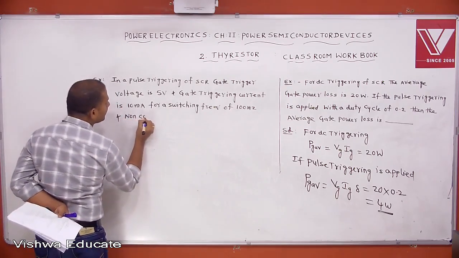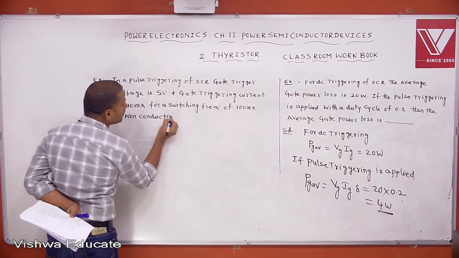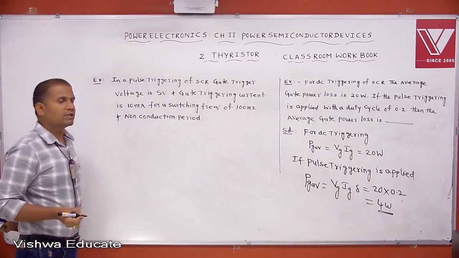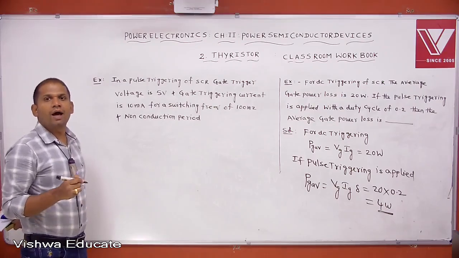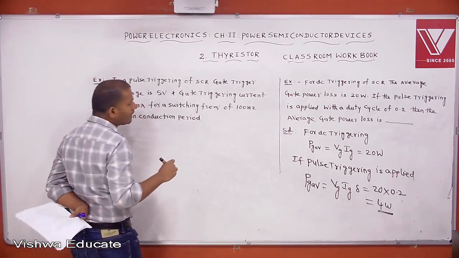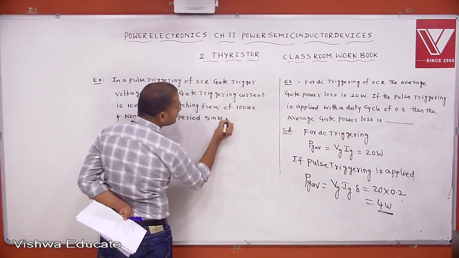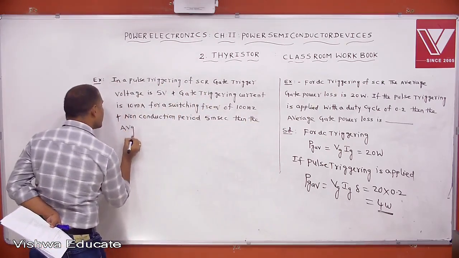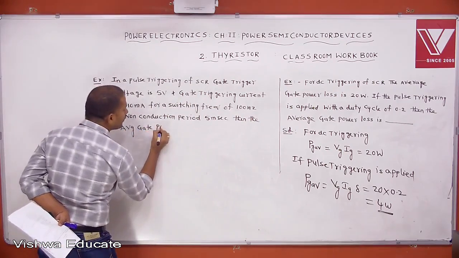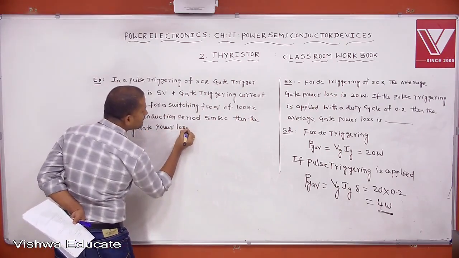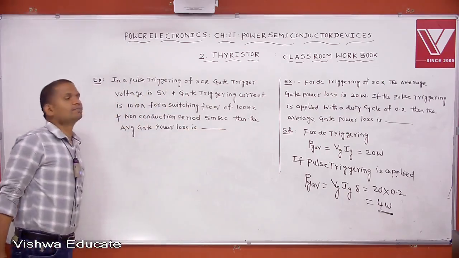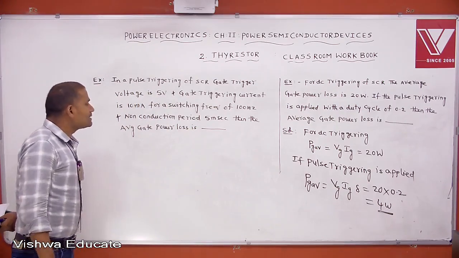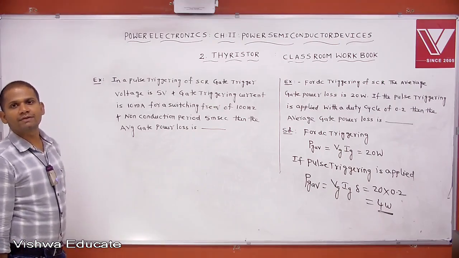and non-conduction period of 5 milliseconds, then the average gate power loss is dash. If the question is framed like this, how to answer?